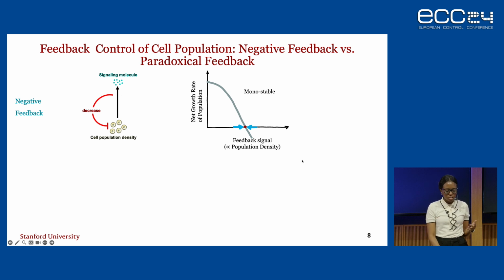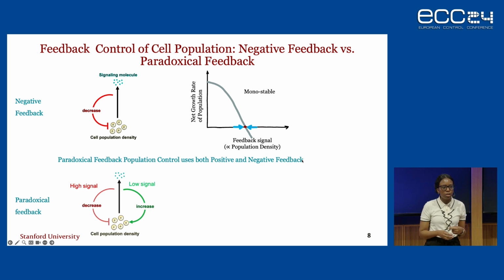Another architecture that could be of some interest is called the paradoxical feedback architecture. This is where we utilize both positive and negative feedback in different signaling regimes. So paradoxical, the signaling works kind of like this. It's made up of two parts.